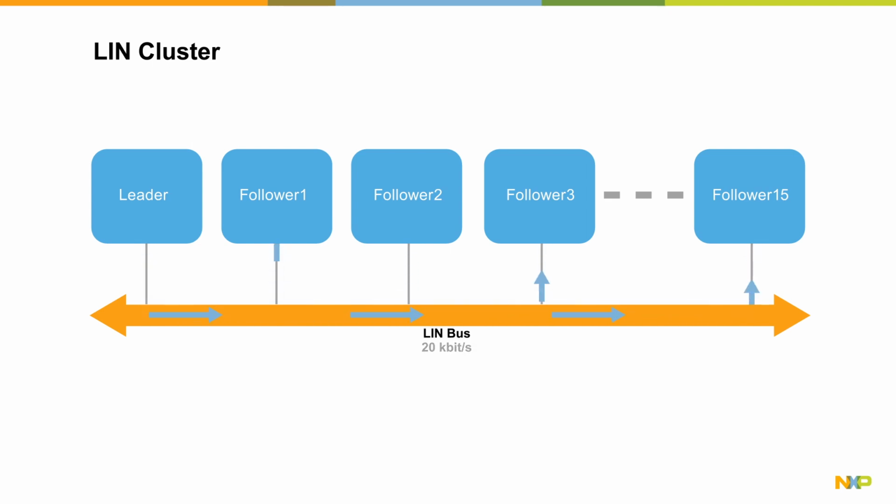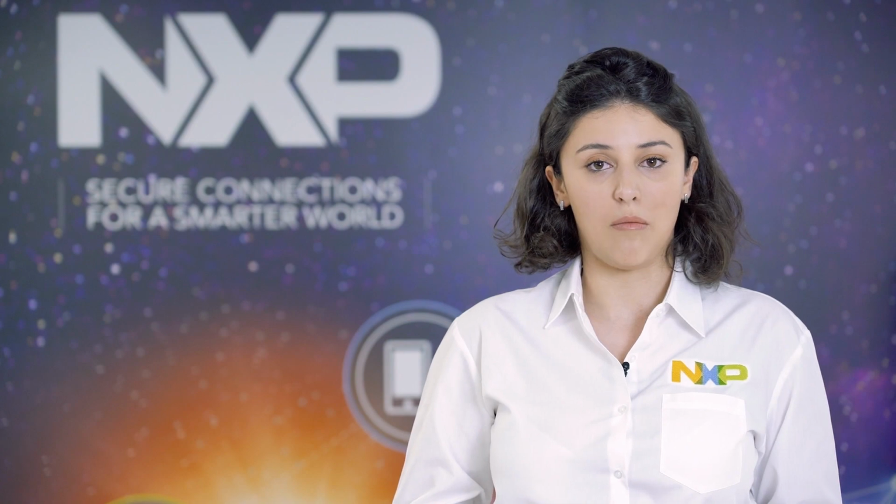A LIN leader node typically transmits a request, known as a header, to one or more follower nodes. This action triggers the follower nodes to return a response. LIN is particularly useful when multiple LIN clusters are connected via the CAN bus within a larger system, such as a vehicle. Let's take a look at a practical example.